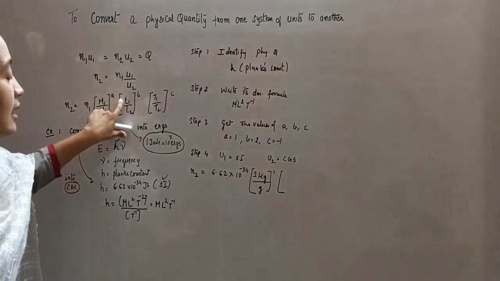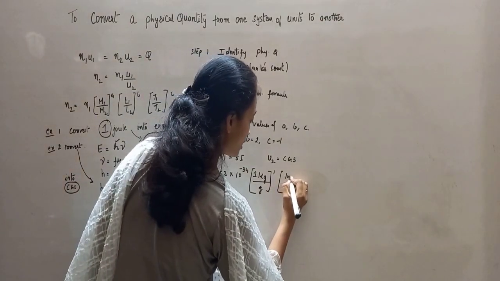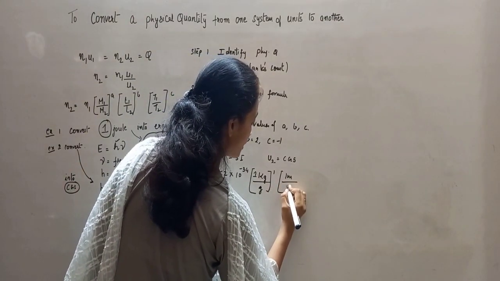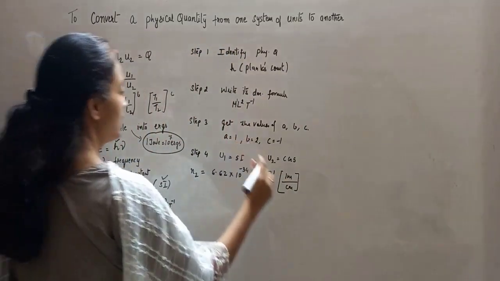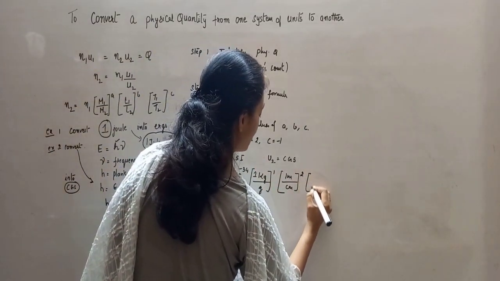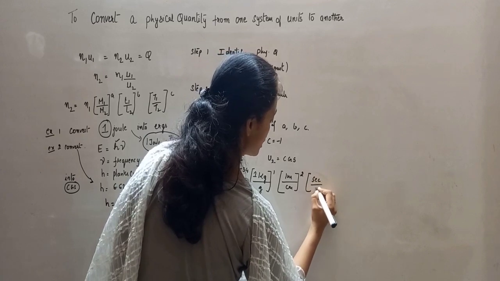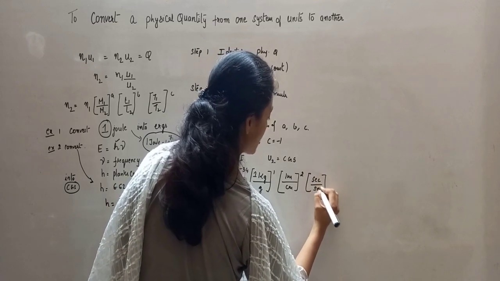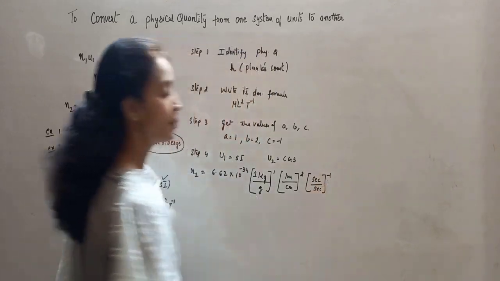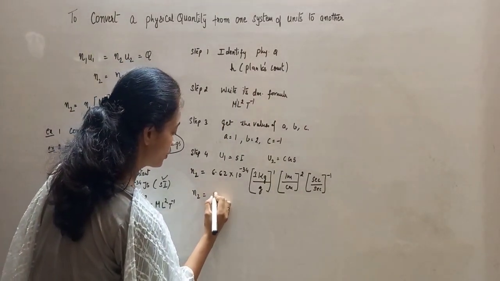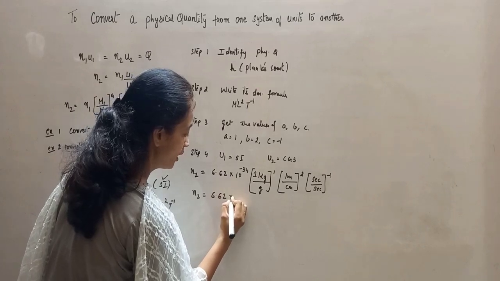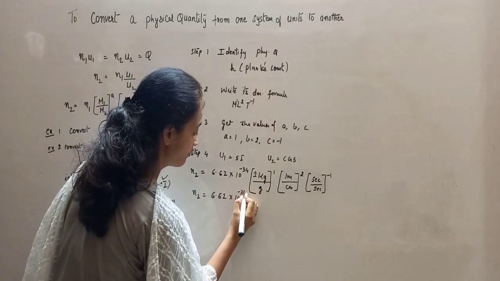Then length in the SI system is 1 meter. Length in the CGS system is centimeter, raised to the power B, which is 2. Then time in both SI and CGS is in seconds, raised to the power C, which is minus 1. So I need to simplify this. N2 is equal to 6.62 into 10 to the power minus 34.